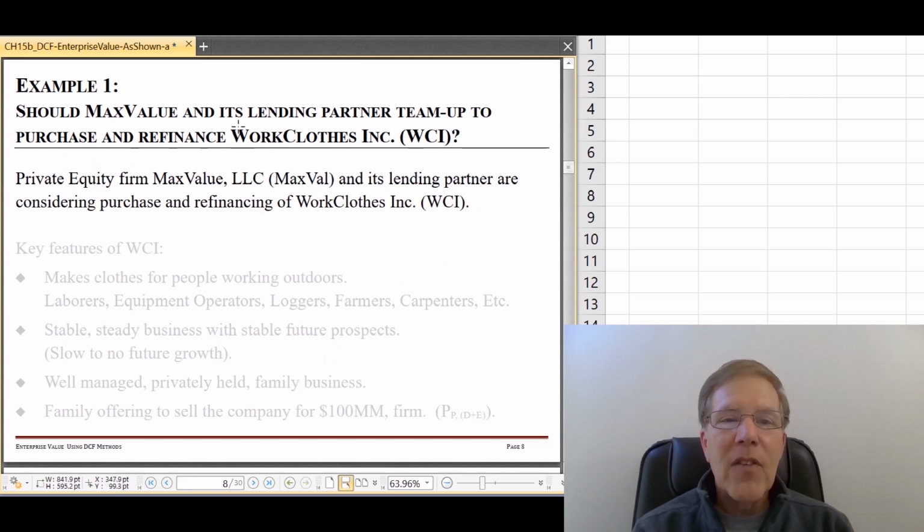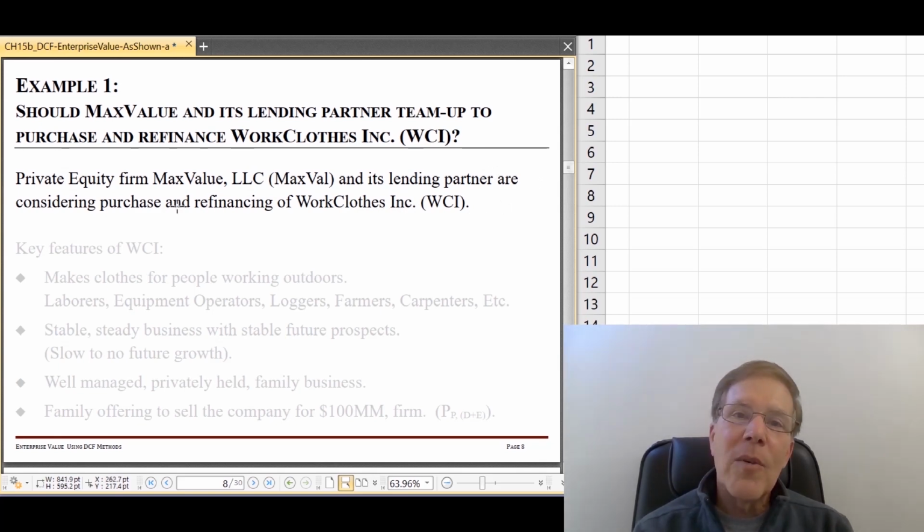So should Max Value and its lending partner team up to purchase and refinance WCI? Now we've got the partnership of what could be the equity holders and the lenders. So they're looking at this together. And when they're doing that, they need, of course, the enterprise value.